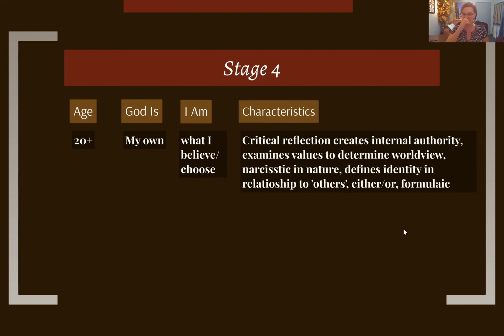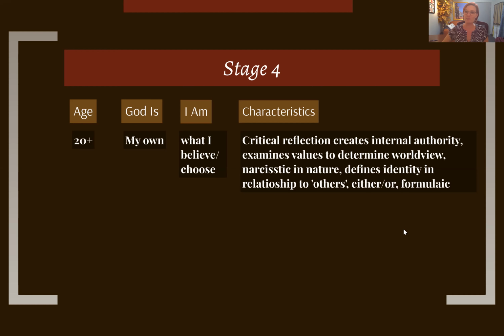Right, so what are some characteristics of stage 4? Stage 4 is that critical reflection, both on the values of the group and the values of my culture and the values of my society. That critical reflection creates that internal authority. And they examine values in order to determine worldview. So beforehand, relationship was the definer of all their social constructs, right? And that was personal, individual relationship. Now in stage 4, I can have relationship with someone who has the same values that I do, even if they live in a different part of the nation, even if they are in a different denominational stream or theology stream, even if I've never met them.